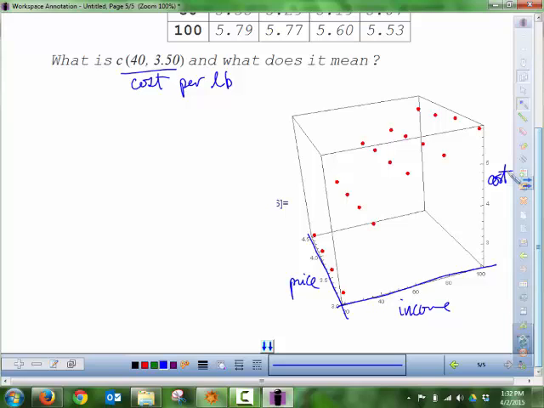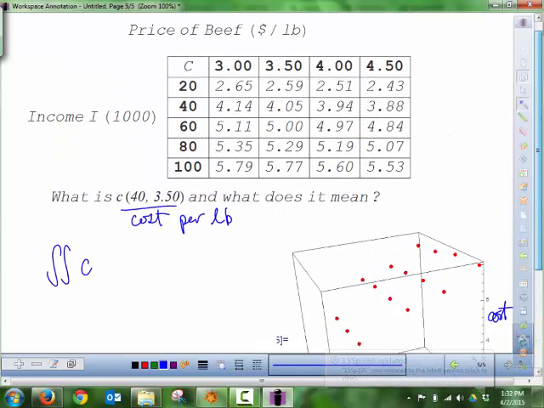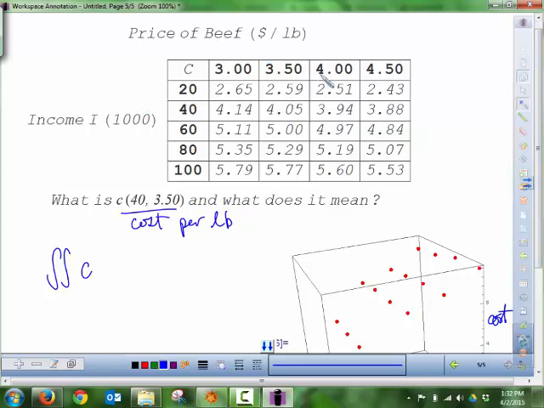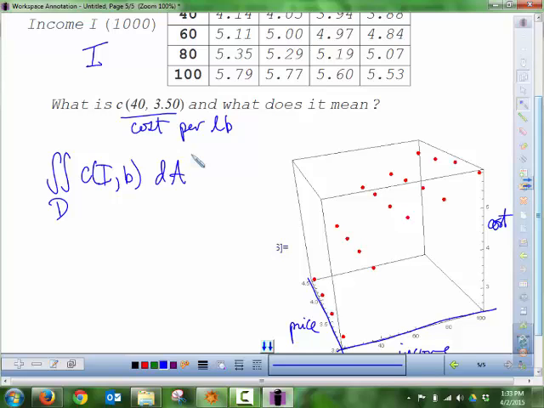So let's say we're interested in integrating this cost function with respect to what variables are we going to use? B and I, as a function of the income and the price of the beef, and then delta A, I'll say delta A now. And let's say we want to integrate over this whole thing. Well, what does that mean when you integrate over that whole thing? You have cost in beef.